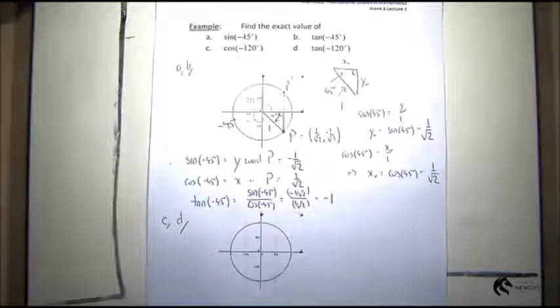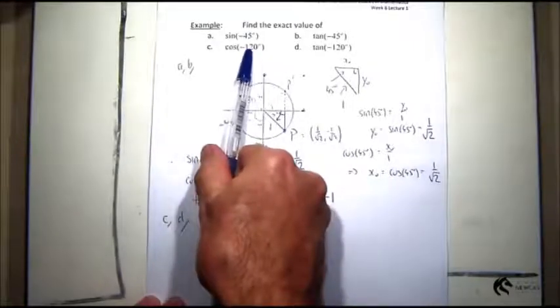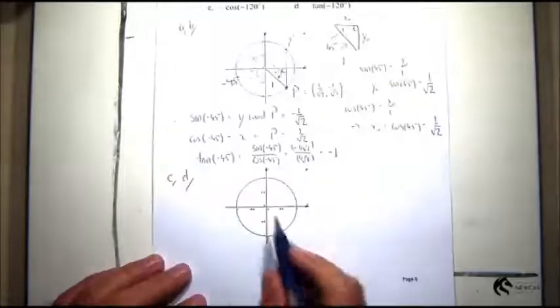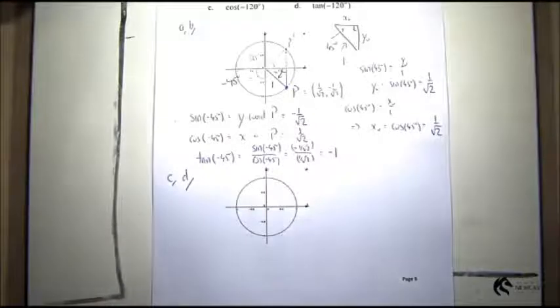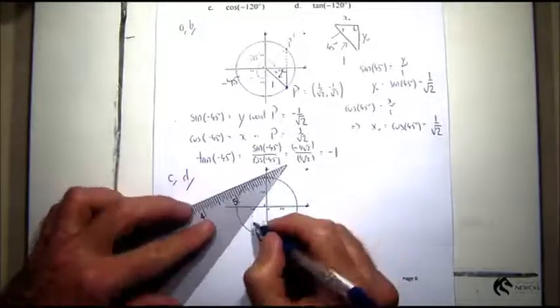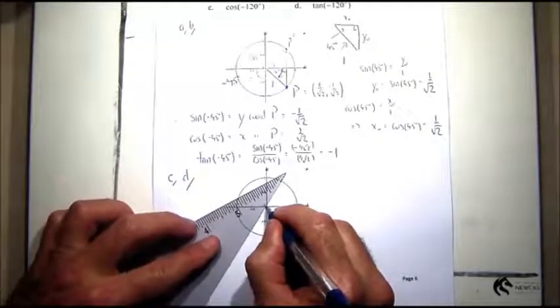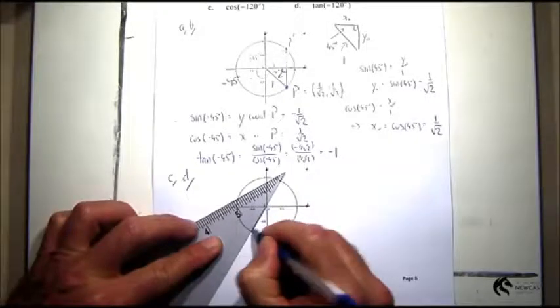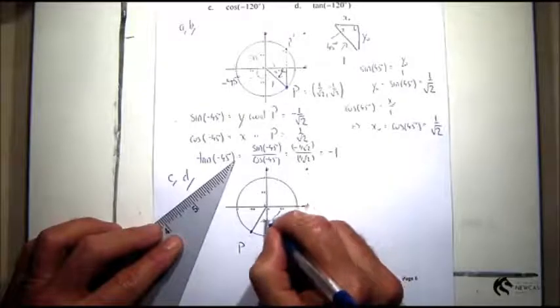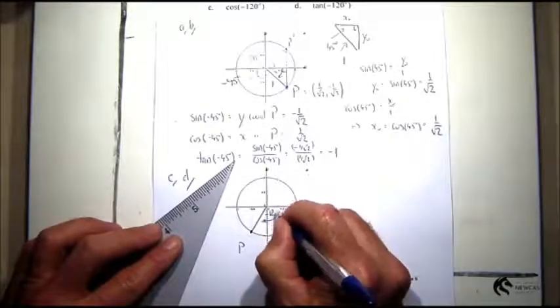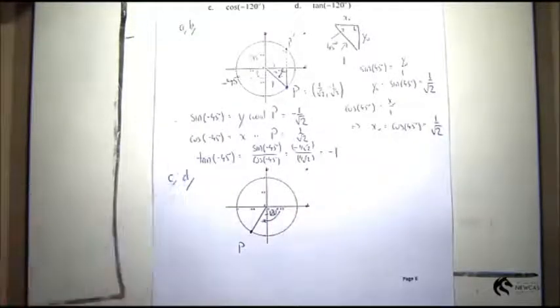So, minus 120 degrees. So start at the positive x-axis, go minus 90, go another 30 degrees down here. And so it'll be something like this here. There is my point P. That angle is minus 120 degrees. So I need to find the x-coordinate and the y-coordinate of P.